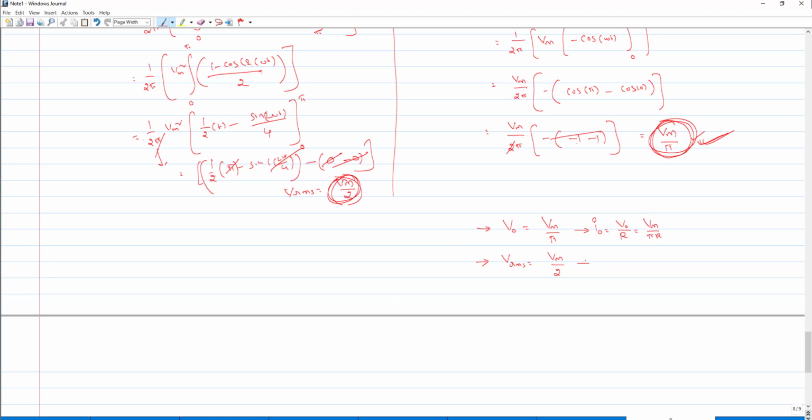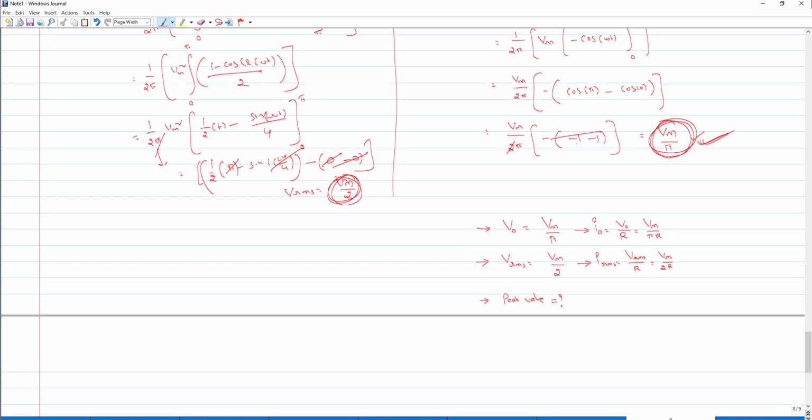In a similar fashion, the RMS value of current is IRMS equal to Vrms divided by R. Vrms is how much? Vm by 2, so IRMS is Vm by 2R. Now, another important parameter is the peak value of the current. What is the peak value?